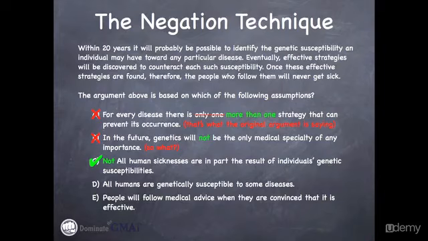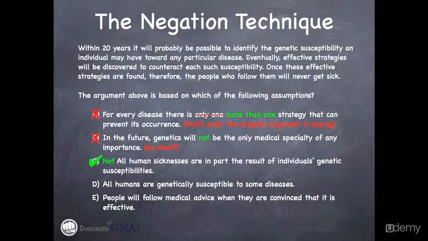Does that make sense? And so by negating answer choice C, not all human sickness is a result of individuals' genetic susceptibilities, the argument falls apart. Therefore, the affirmative of answer choice C must then be what I'm assuming. Does that make sense? So the answer is C.